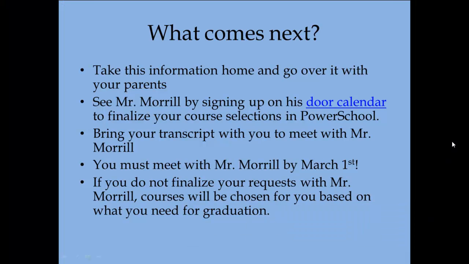So the next part of the process is that you go home as a student and take this information and go over it with your parents. Show them the curriculum guide. Pull up PowerSchool and go over the form together and make some decisions on the courses that you plan to take. Once you're comfortable with the decisions that you've made, you need to sign up to see me by putting your name on my door calendar. It's taped on the window right next to my door, and during that meeting we will finalize your course selections.